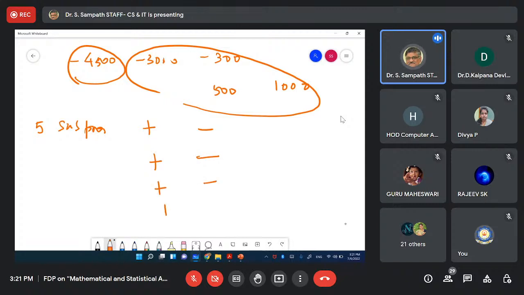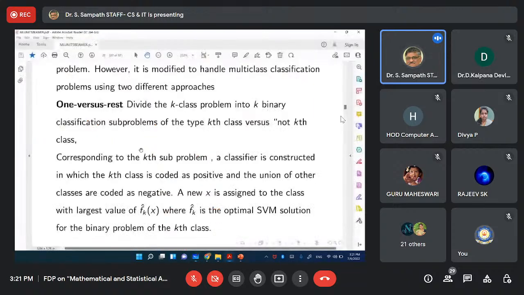So positive, negative, and positive, negative. Can you follow this? Please say yes or no. Yes, sir. This is what I have explained here.